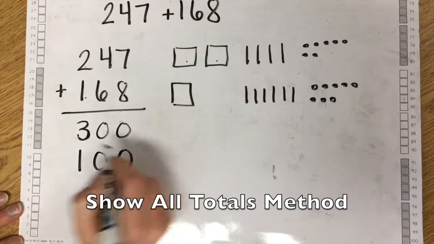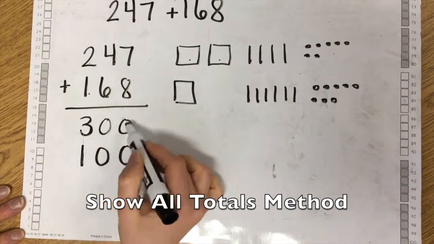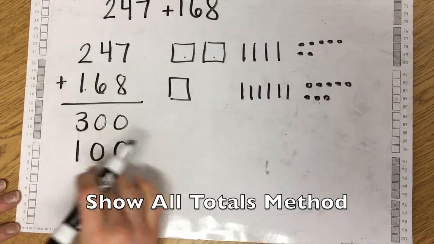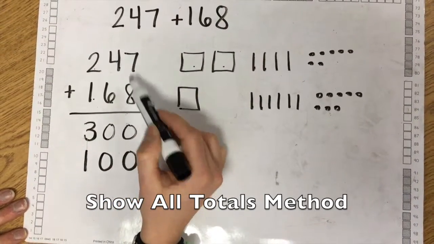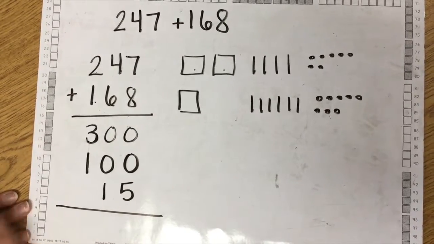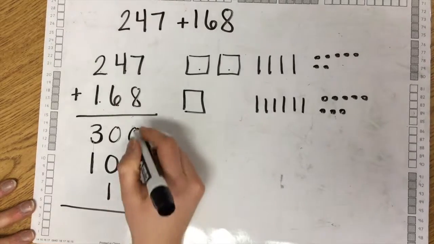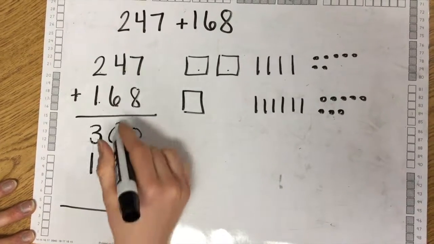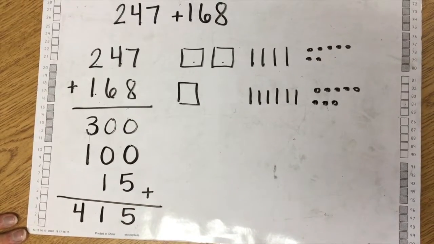100. We also need to encourage students to line up their place values, so when they're adding the remaining numbers, they get the correct answer. And then the ones place, 8 plus 7 is 15. And then at the very bottom is where they add together all of their totals. So now they can add down each column to get the answer 415.